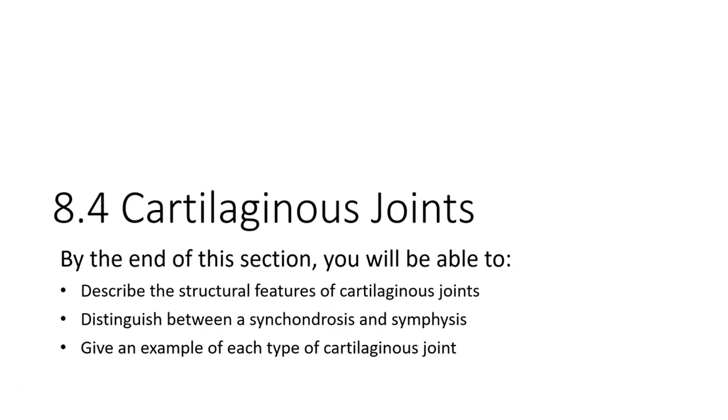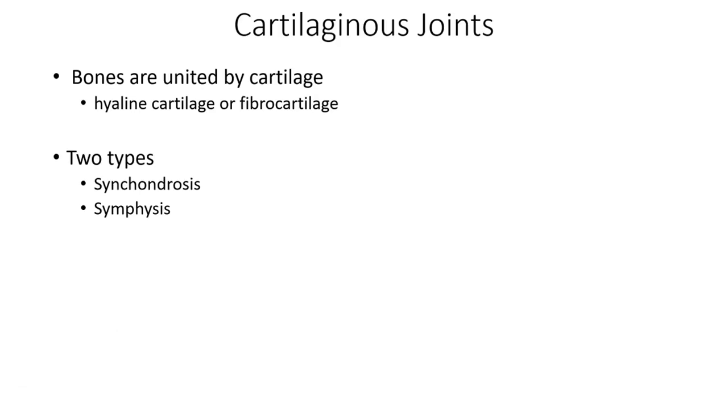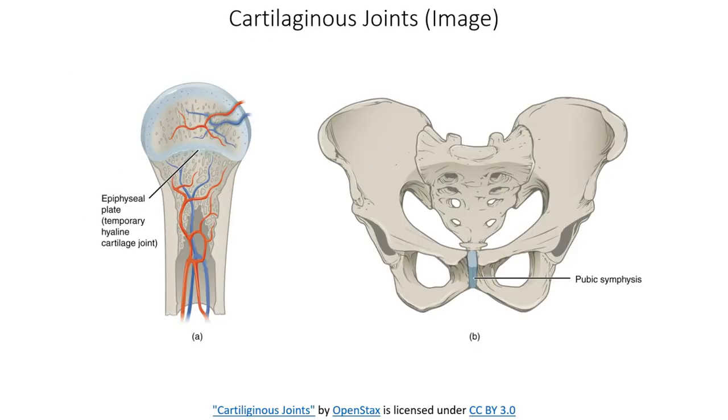Next up is cartilaginous joints. So we'll talk a little bit about those features. We've got two different types of cartilaginous joints, and we'll see some examples of those. So these, again, bones are united by cartilage, either hyaline cartilage or fibrocartilage, and these can be either synchondrosis or symphysis. So we saw an example of a symphysis already.